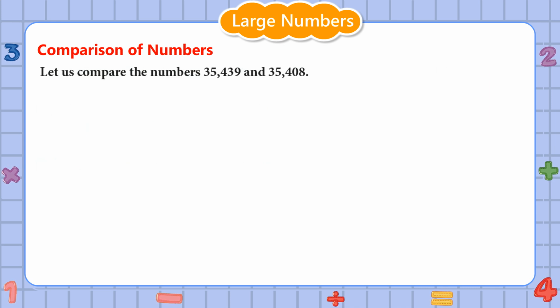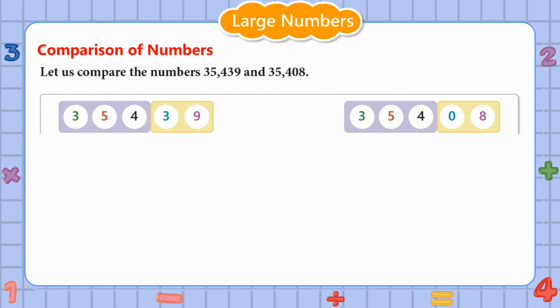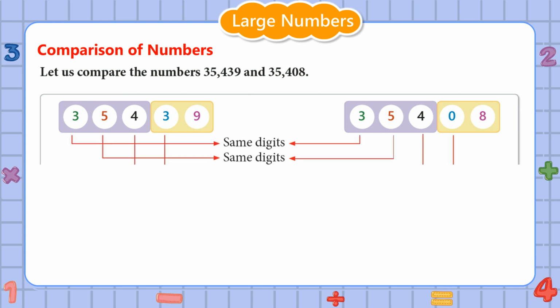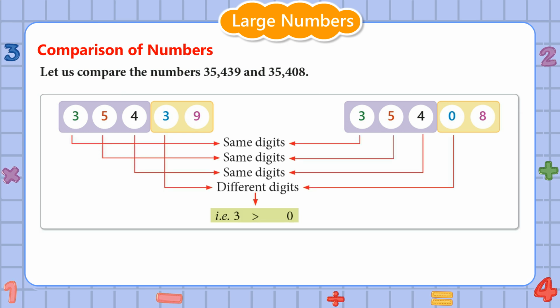Let us compare the numbers 35,439 and 35,408. Here, at first place, there are same digits. At second place, there are same digits. At third place, there are same digits. At fourth place, there are different digits. That is, 3 is greater than 0.